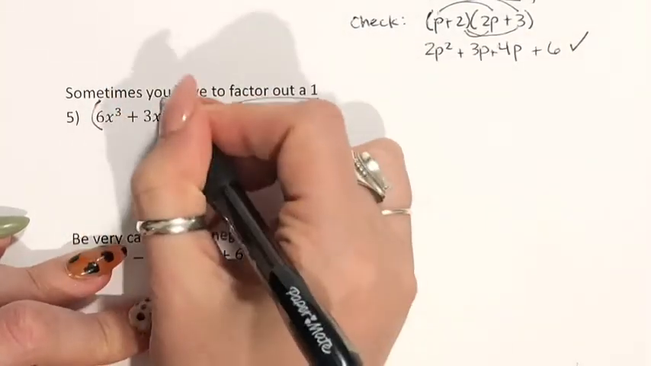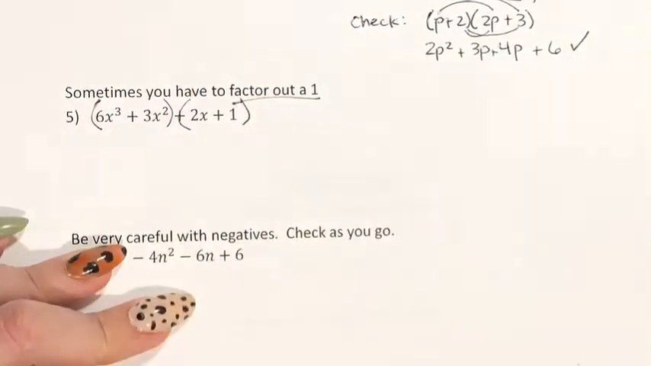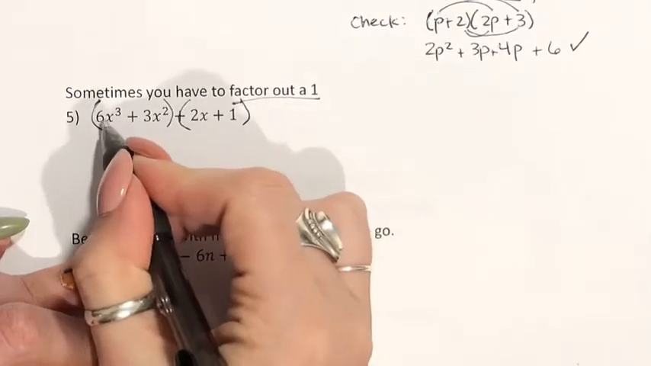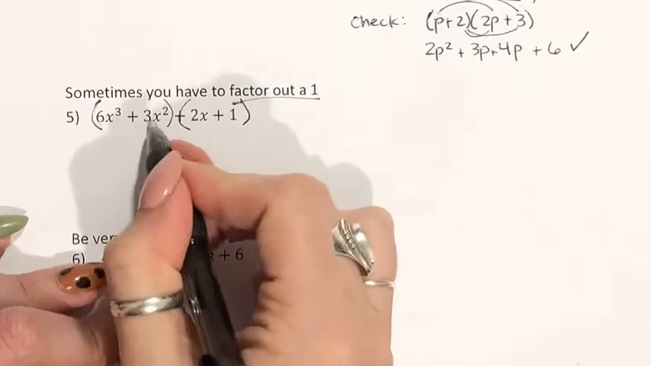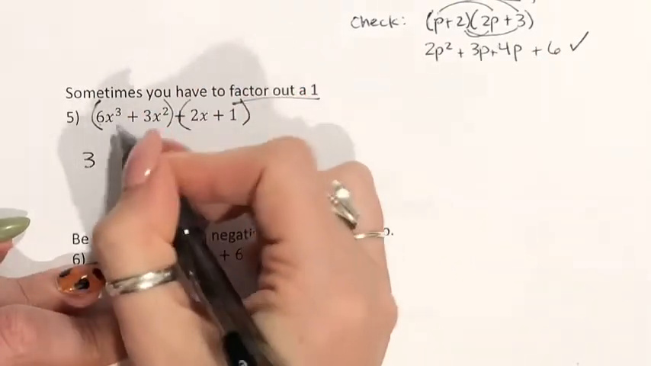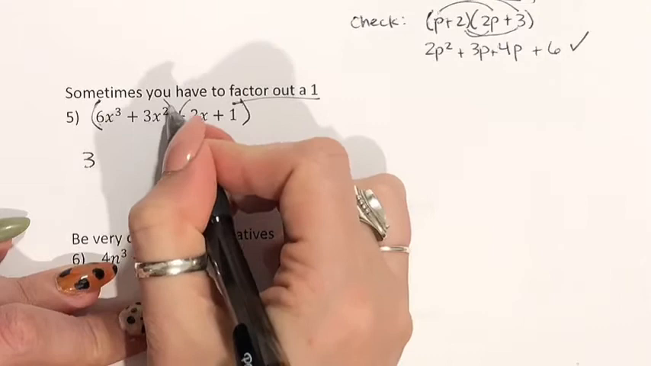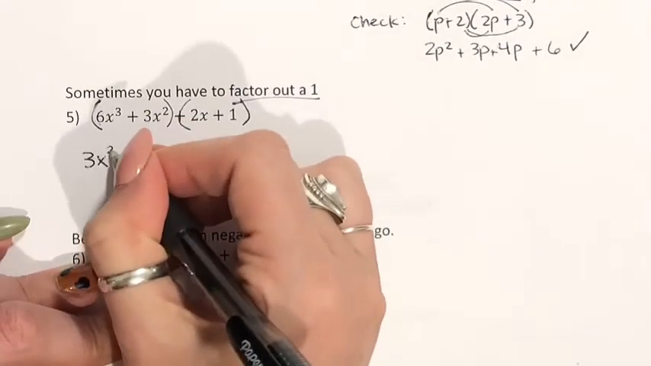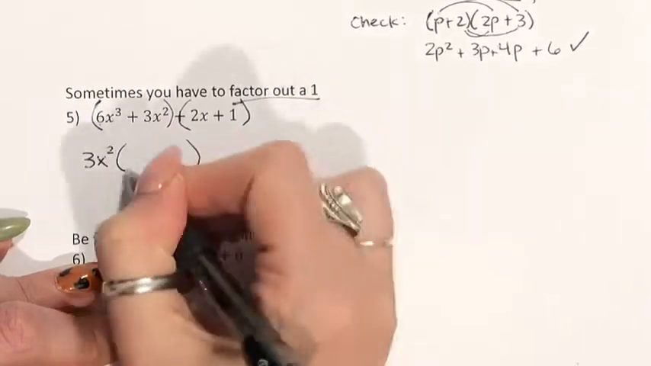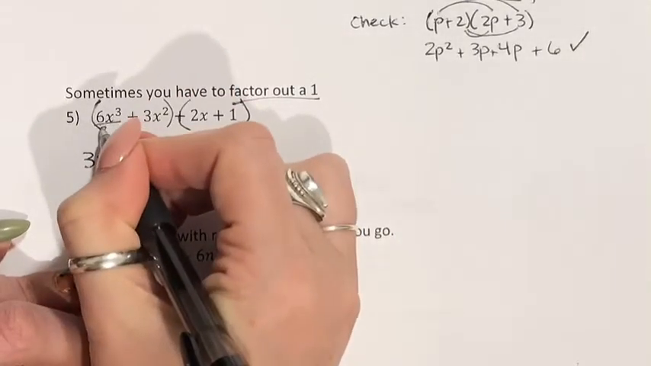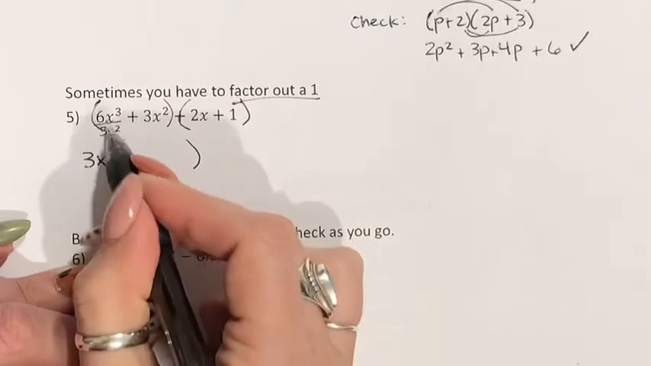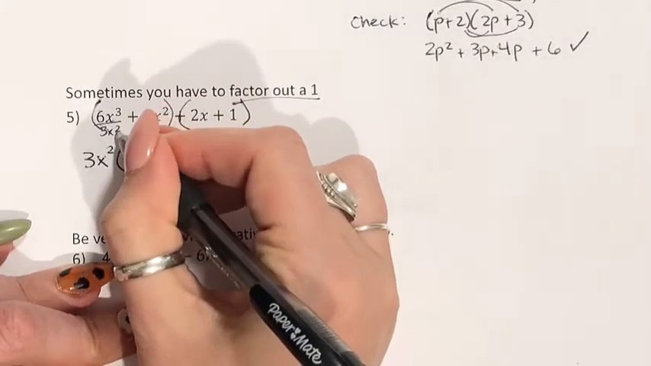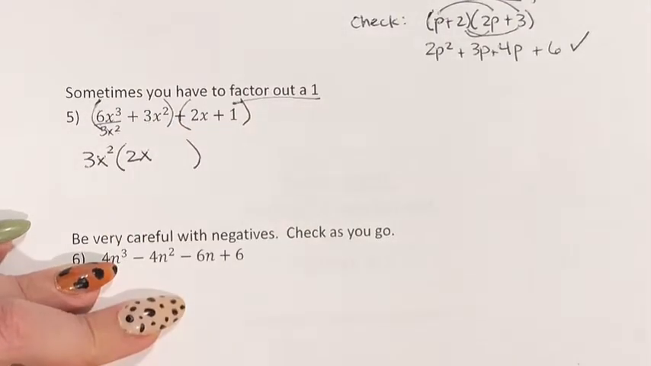I'm going to group them into 2 groups of 2. In this first group, I have 6x cubed and 3x squared. I know for 6 and 3, I can take a 3 out of both. And then I have x cubed and x squared. We can always take this smaller amount out, so I can take an x squared away from both. And then we just need to get the inside. So think of dividing that by 3x squared. Well, 6 divided by 3 is 2, and x cubed divided by x squared is x.